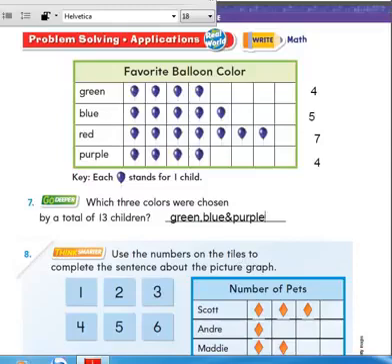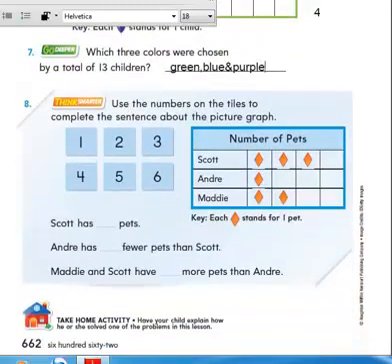Let's see number 8. Use the numbers on the tiles to complete the sentence about the picture graph. He gave me some tiles here, over each one a number, right? And he gave me also a picture graph. He wants me to complete this sentence with these numbers to make a true sentence.